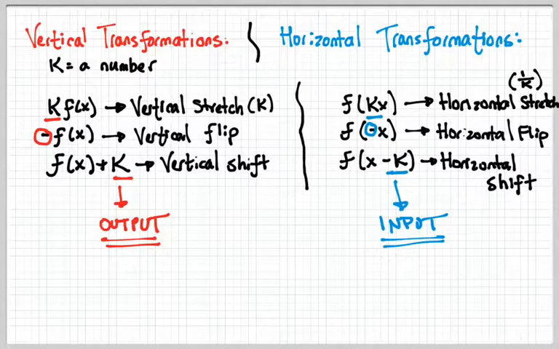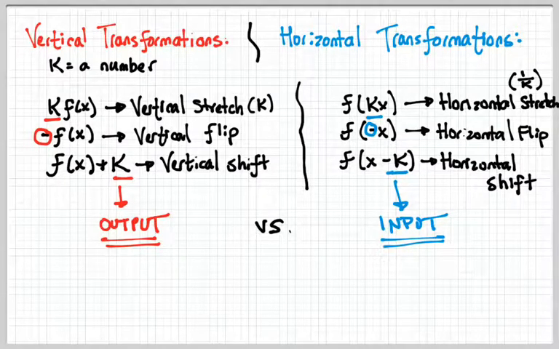So now you can distinguish between the two. If there's something changing outside of the parentheses, you know it's a vertical transformation, and if something's being changed inside the argument or inside the parentheses, you know it's horizontal.